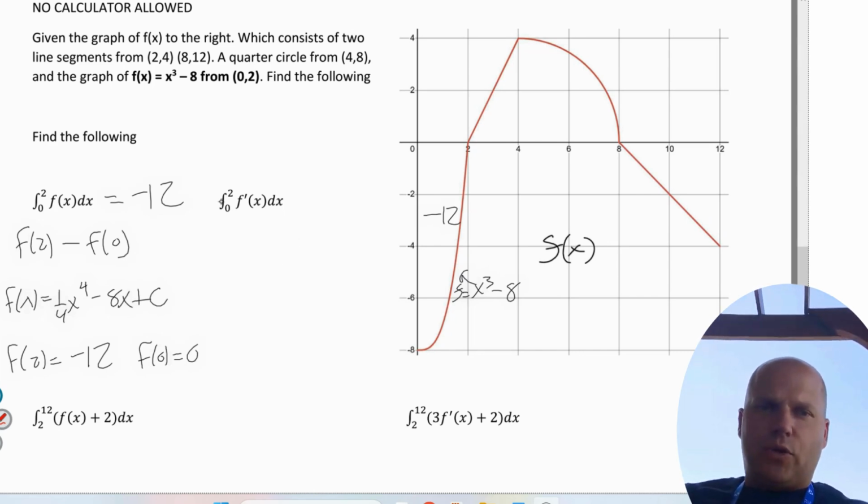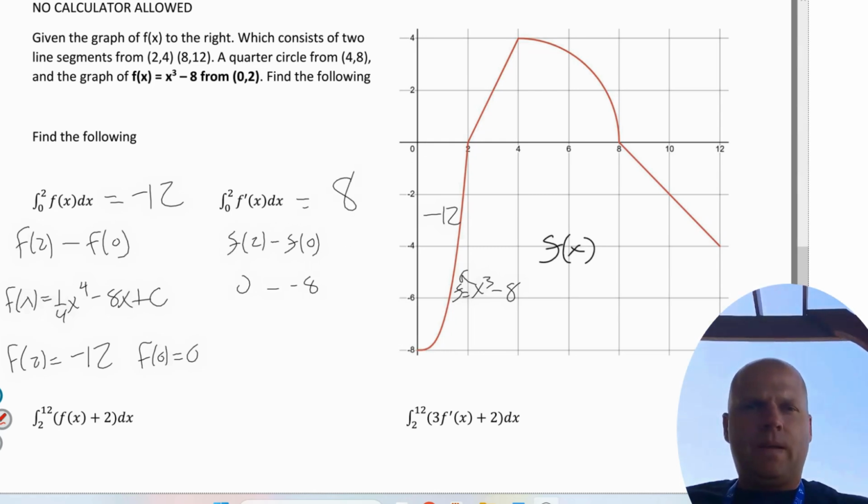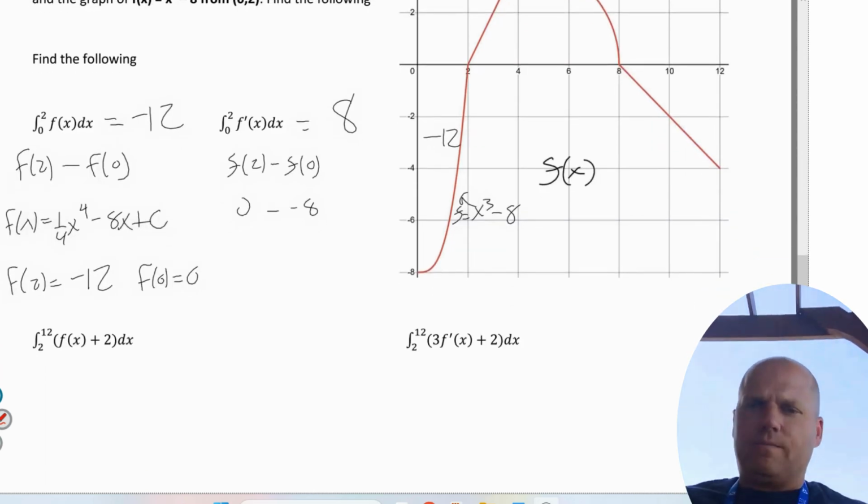But if you were asked to accumulate f prime, well, same deal. F of 2 minus f of 0, we already have f. And I can actually see f of 2 is 0 and f of 0 is negative 8. So if I do 0 minus negative 8, I can see my displacement of f is positive 8. I increased 8. Cool. So that's one thing.